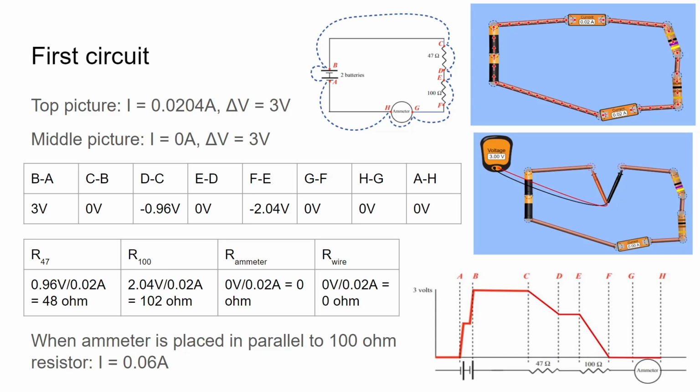The ammeter reading stayed the same during this because the voltmeter adds no current, voltage, or resistance to the circuit. When an ammeter was placed in parallel to the 100 ohm resistor, the current increased to 0.06 amps because the current essentially went around the resistor. Finally, the resistance of several components was measured. There's a potential sig-fig error in these calculations.